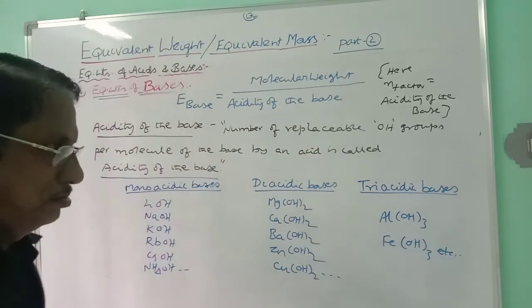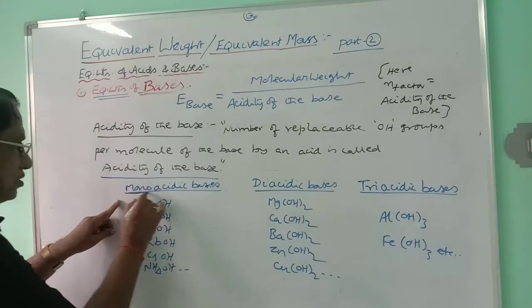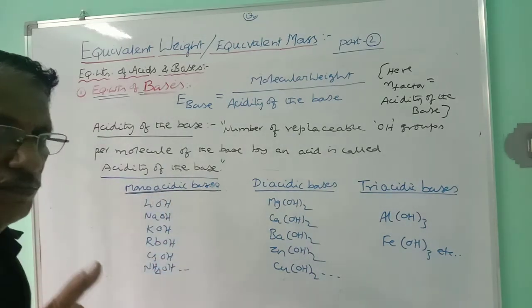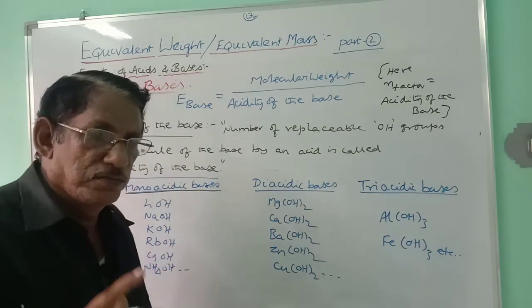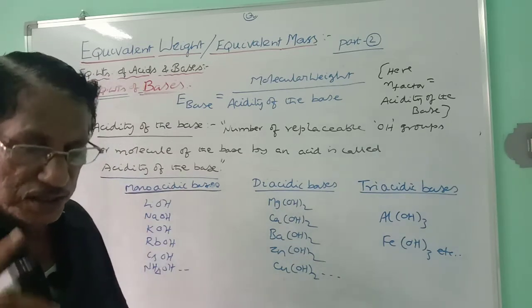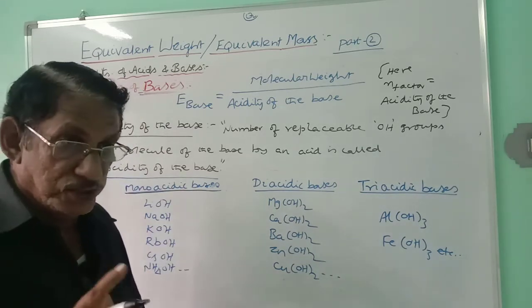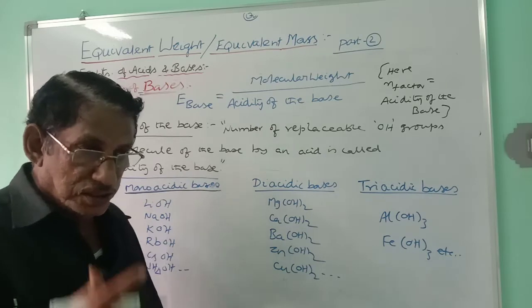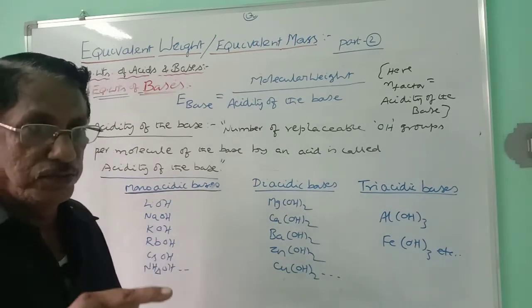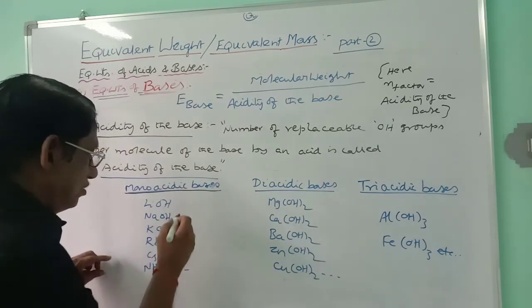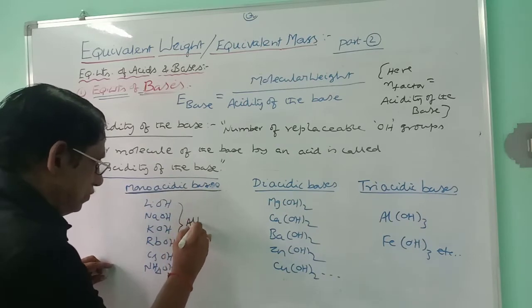For example, we can take monoacidic bases. All the first A group metallic hydroxides are monoacidic bases. They have only one OH group, and of course these are all strong bases. These are water soluble bases. Water soluble bases are also called alkalis. All these are very strong alkalis.